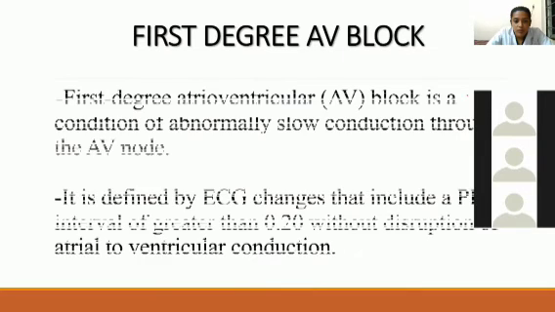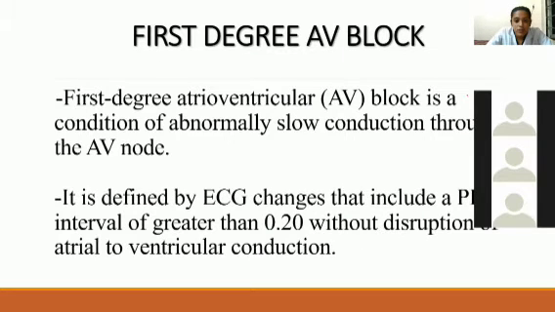So, first degree AV block. First degree AV block is a condition of abnormally slow conduction through the AV node. It is defined by ECG changes that include a PR interval of greater than 0.20. The normal is from 0.12 to 0.20. So if the time period is more than 0.20, then we will call it first degree AV block.